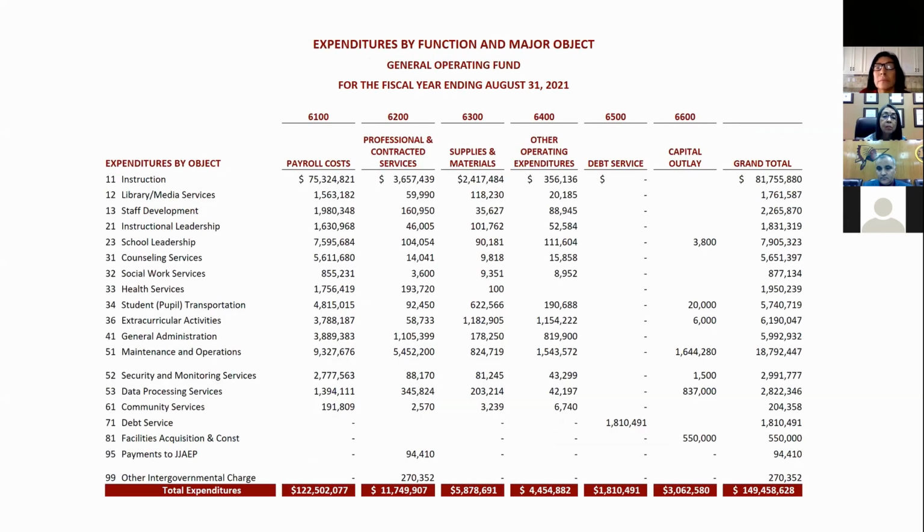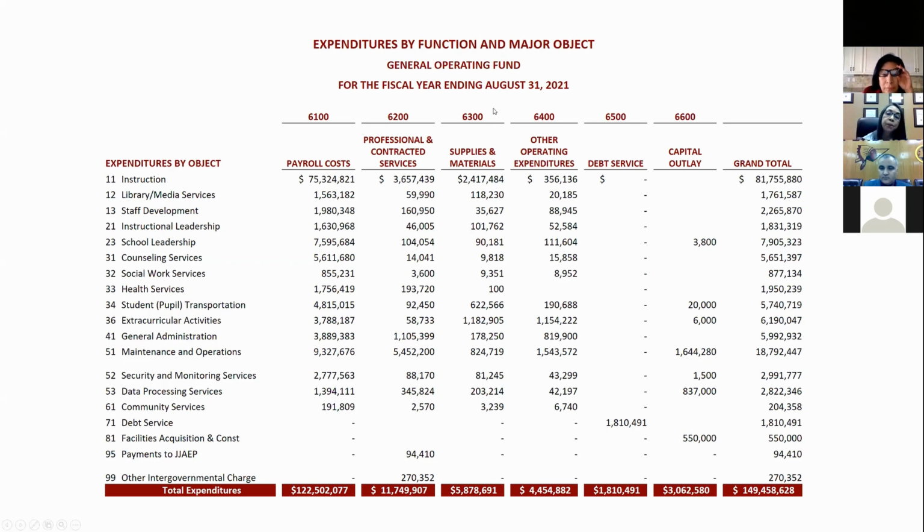These are our costs broken down by major objects. So you see at the very top, this line right here, this is a major object. So the 6100s are all the payroll costs, and you have them here broken down by all the different functions. And you have on top the 6200s, which are all our professional and contracted services. And then we have the amounts by function.